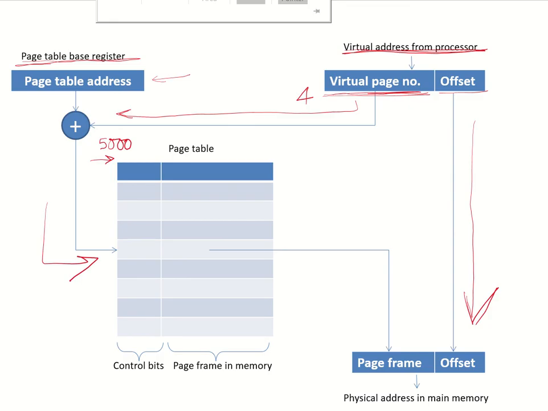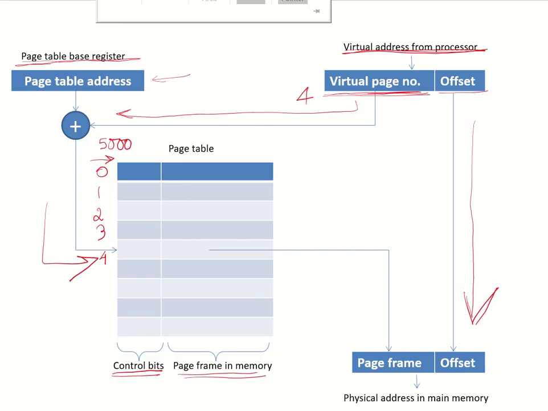So here is the entry of virtual page number 4. This is the entry for virtual page number 0, this is for 1, 2, 3 and 4. So this will give the entry in the page table, where there will be some control bits for that particular page and information about where in the memory this page frame is available.